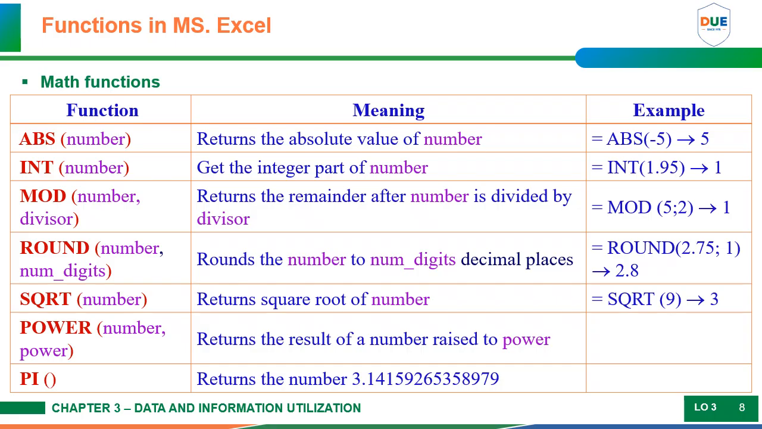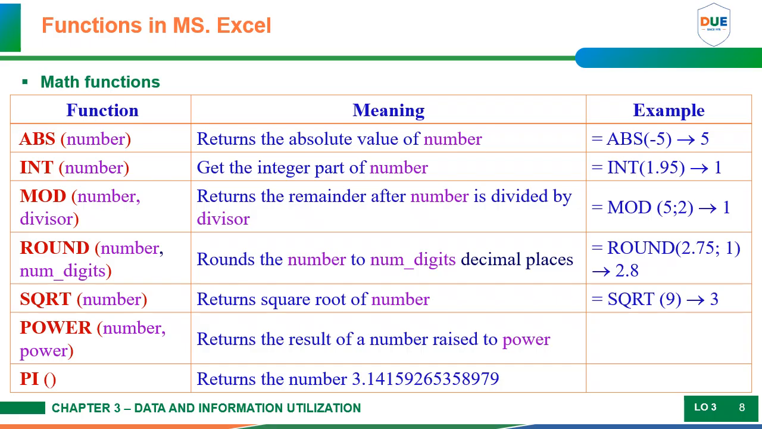ABS returns the absolute value of a number. Example: ABS(-5) returns 5. INT returns the integer part of a number. Example: INT(1.95) returns 1. MOD returns the remainder after a number is divided by a divisor. Example: MOD(5, 2) returns 1. ROUND rounds a number to a specified number of decimal places. Example: ROUND(2.75, 1) returns 2.8.